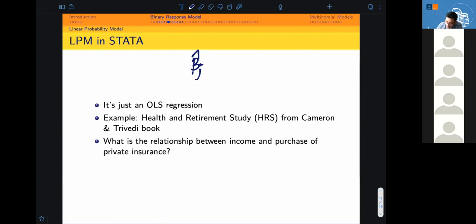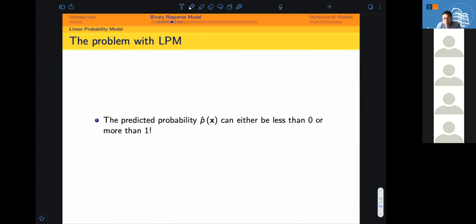I'm going to give you an example. The example will be a health and retirement study from the Cameron and Trivedi book. That's something that we're going to do in Stata later on. The exercise is interested in looking at the relationship between income and purchase of private insurance. Although we're only interested in the relationship between income and purchase of private insurance, of course, we're going to control for other observable characteristics. Definitely we're going to look back into the discussion, but before we do a linear probability model estimation in Stata, I'm going to go through several issues that we will face when we're doing a linear probability model.